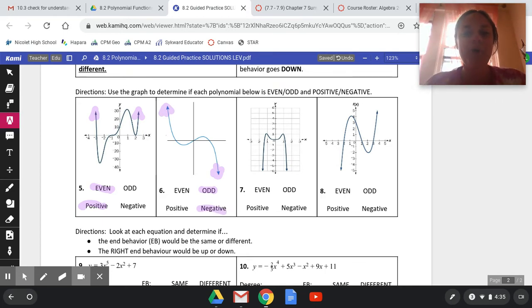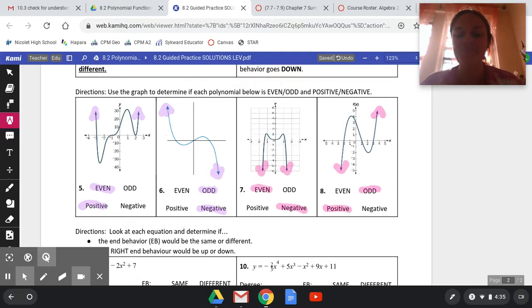All right. Pause the video right now. Try the next two on your own. See if you can determine if they're even or odd, and positive or negative a values. Okay, check your work. Problem number 7, they're going the same way, so they're even. The right side is going down, so it's negative. Number 8, they're going different ways, with end behaviors in different directions, so it's odd. And the right side is going up, so it's positive.